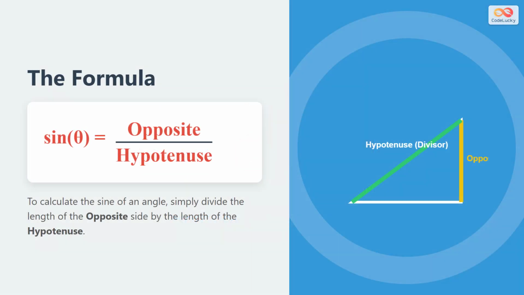Here is the formula written out. Sine of theta is equal to the length of the opposite side divided by the length of the hypotenuse. You ignore the adjacent side completely when calculating sine.